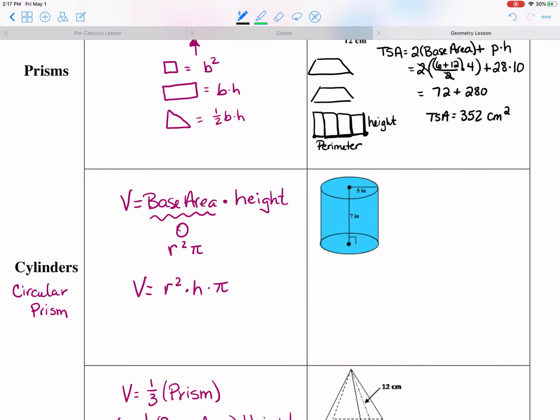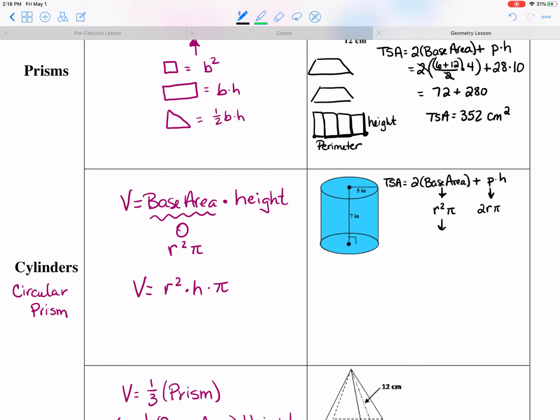Okay, if we're talking about a cylinder, the same basic idea applies. The total surface area would be 2 times the base area plus the perimeter times the height. Well, since it's a cylinder, that base area is always going to be the radius squared times pi, and the perimeter is going to be the circumference of the circle. So 2 times the radius times pi.